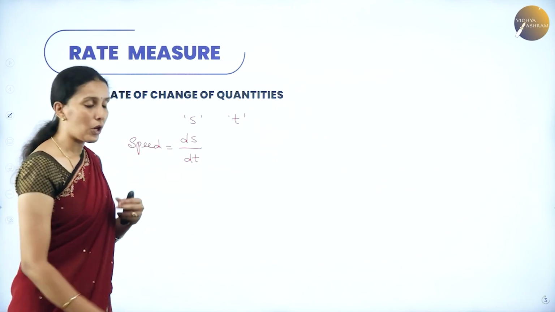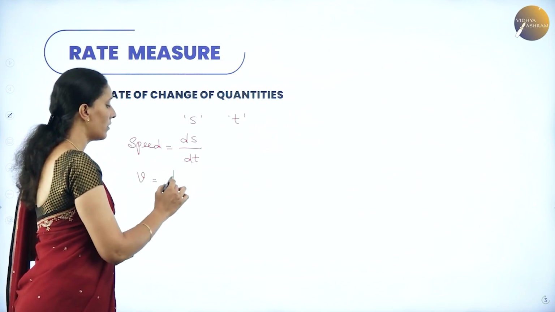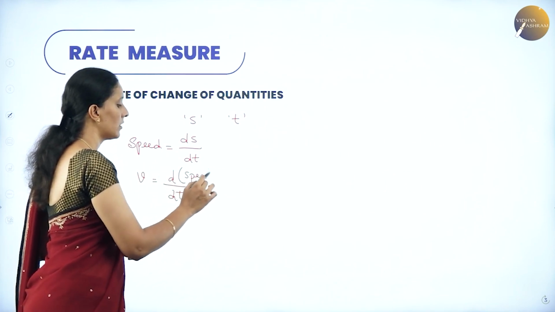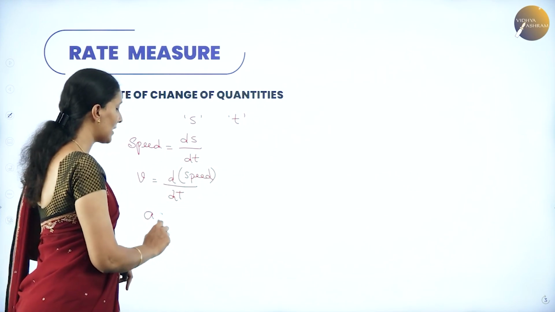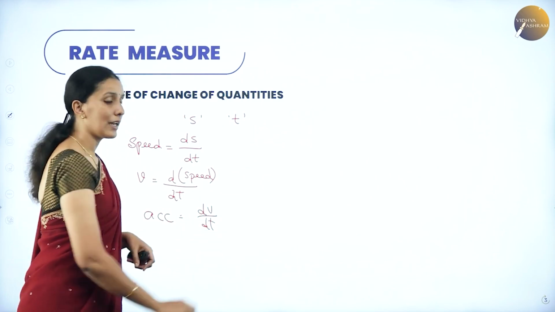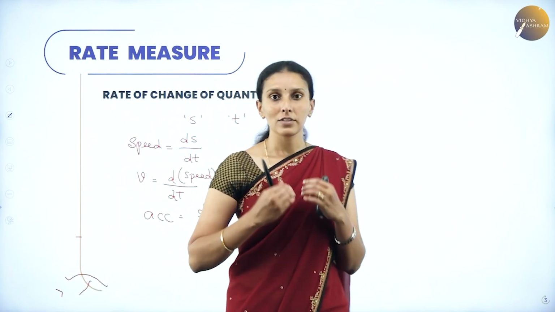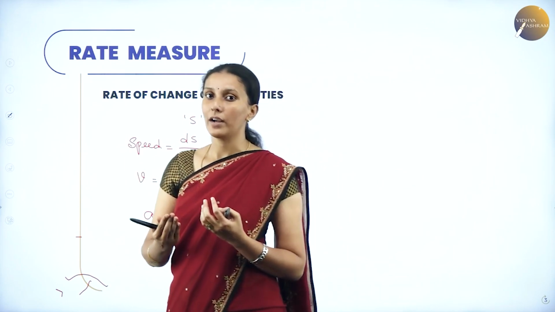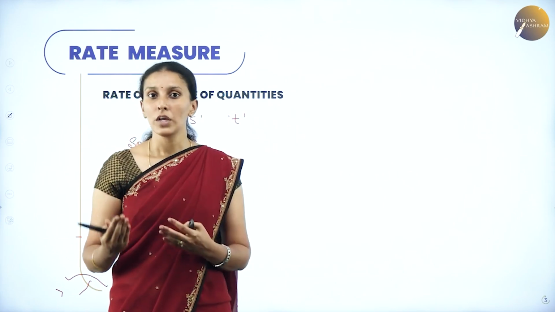So similarly, velocity v is nothing but speed. So rate of change of speed with respect to time, if you take acceleration, is dv by dt. That is rate of change of velocity with respect to time. In this case also, in a similar way, we can express many of the physical quantities, that is rate of change of one physical quantity with respect to another.